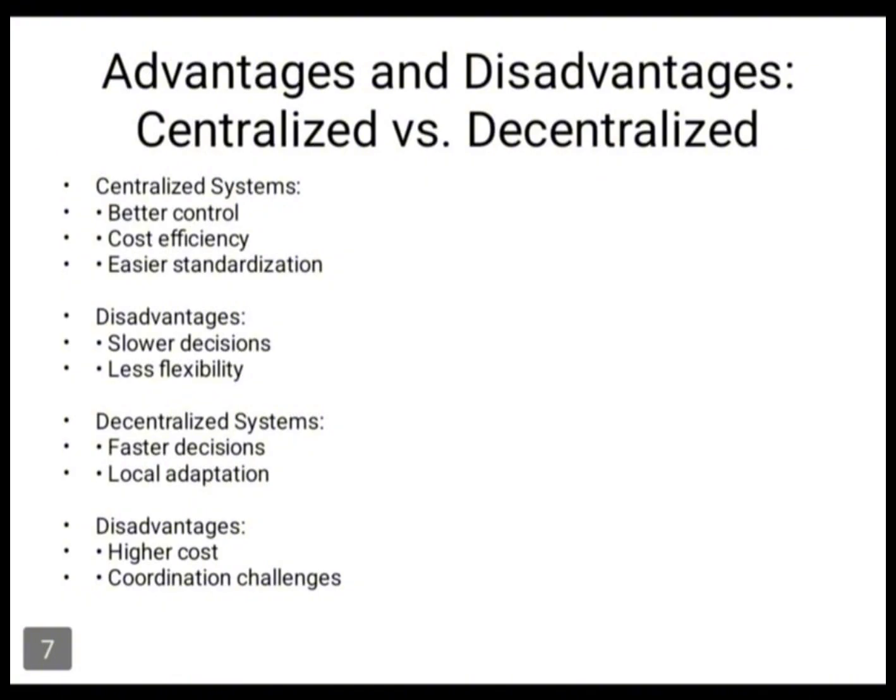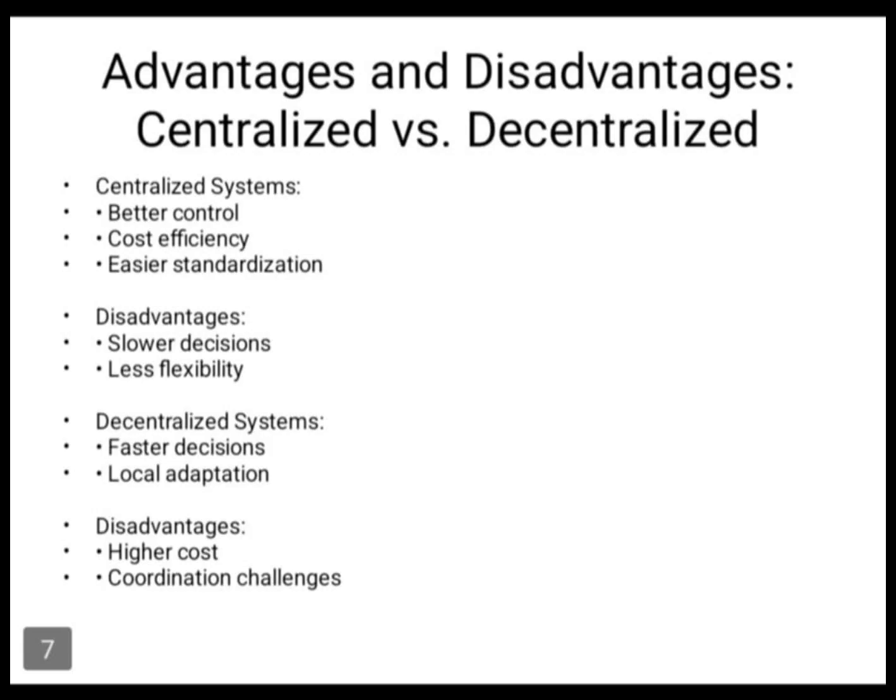So next is all about the decentralized system. In this decentralized system, local branches or regions make their own decisions. So its advantages are faster decisions. Local managers can act quickly without waiting for approval. So next is local adaptation.